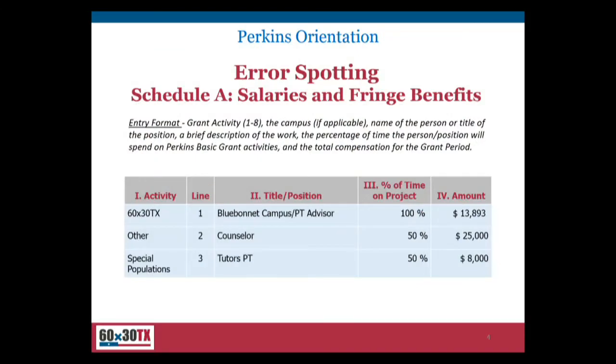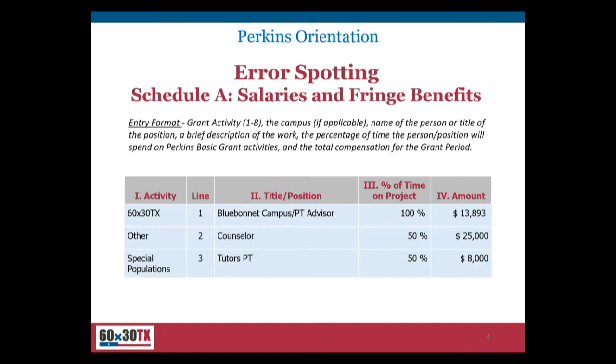So error spotting on Schedule A. Schedule A is salaries and fringe benefits. On the RFA, it states you need to list the grant activity. That activity is kind of what I was talking about in regards to the 60 by 30 element. We have special POPs, we have professional development and so forth. You want to put in the brief description of what the position is, how much time is on the project. This is not how much time is the person working, period. How much time are they putting in on the project, and the amount.